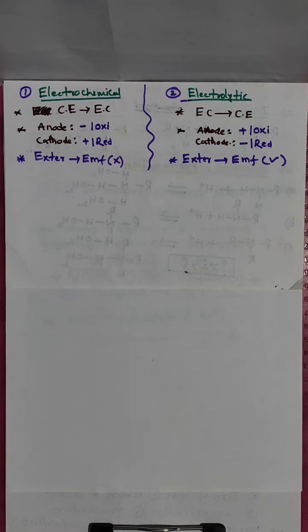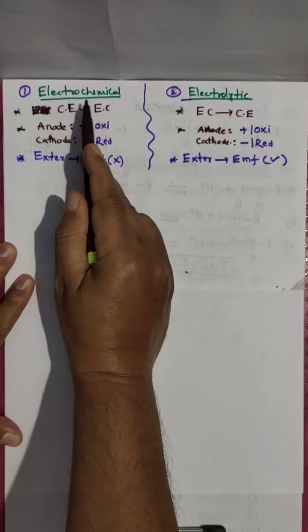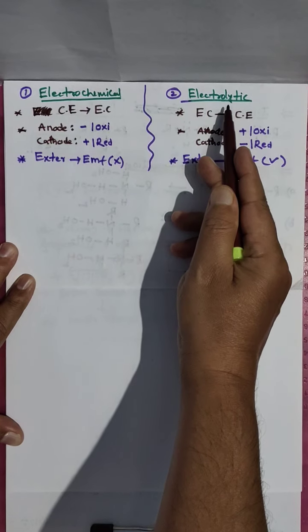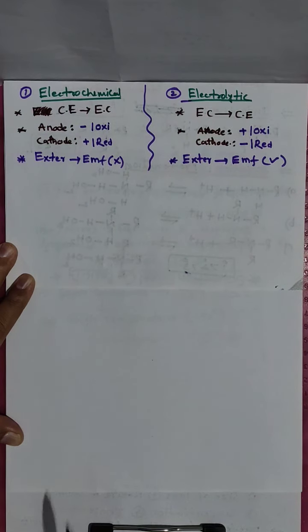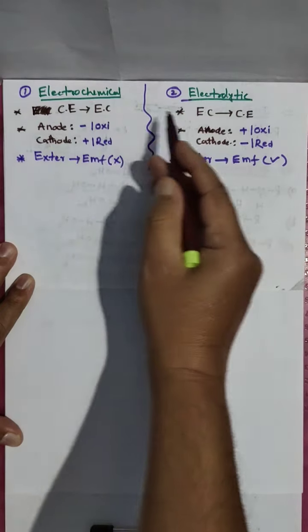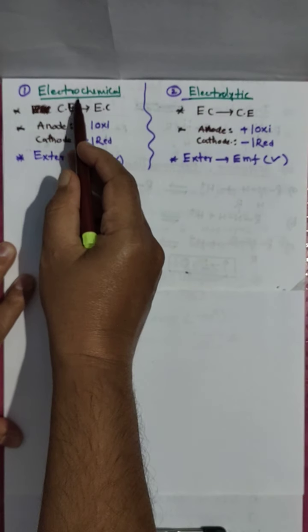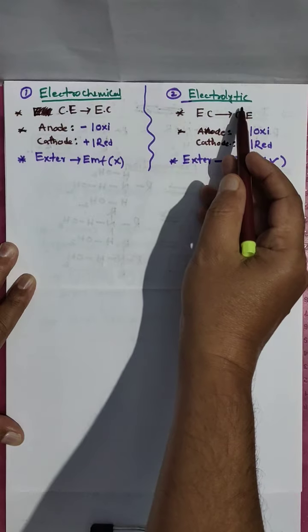And today we are going to discuss a very important concept in electrochemistry, that is about cells. So cells are two types: electrochemical cell and electrolytic cell. What is the difference between electrochemical and electrolytic?